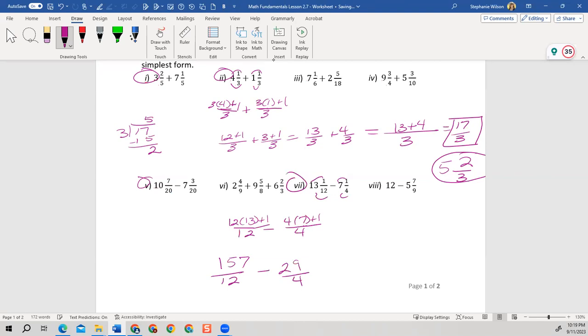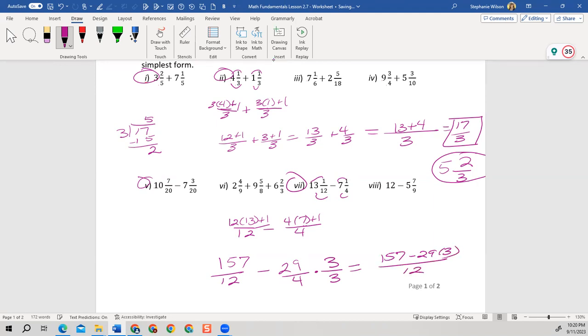Now, in order to subtract these, I need a least common denominator. I notice I have 12 and I have 4. 12 will not go into 4. However, 4 will go into 12. So let's convert this one to 12 in the denominator. Well, 4 times 3 gives me 12. And what I do to the denominator, I must do to the numerator. So now I have 157 minus 29 times 3, all over 12.